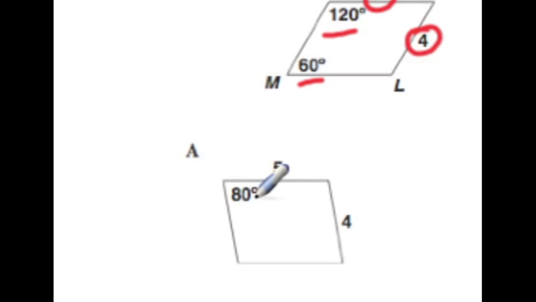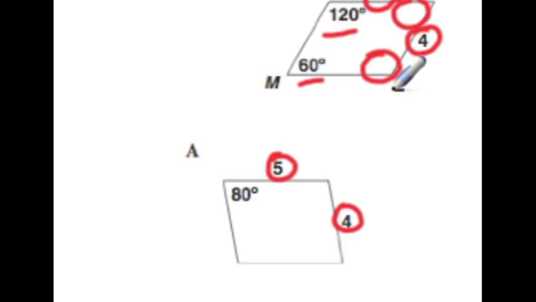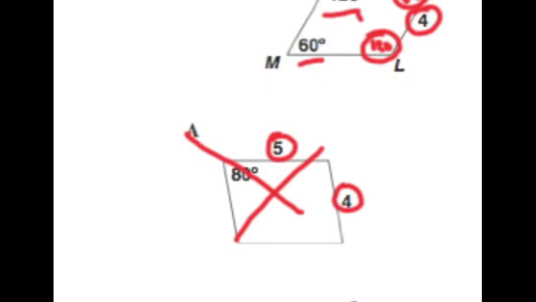So A says this side is 80. It says 5 and 4, so that's good so far, but it says this side is 80. Well, I don't know what these two sides were in parallelogram JKLM, but I know that in a parallelogram, there's really only 2 types of angles, and they're going to cross each other. So this is 120, and this is 60 right here. So there's no 80 in this parallelogram, so it's not that one.